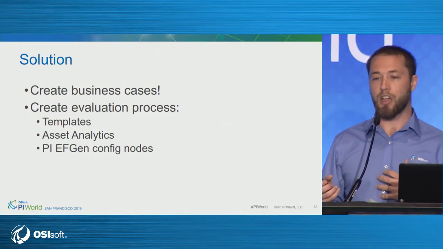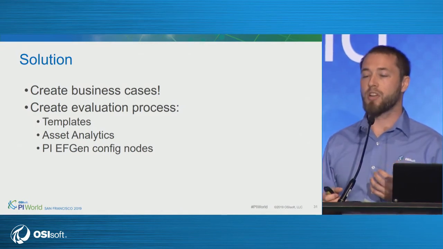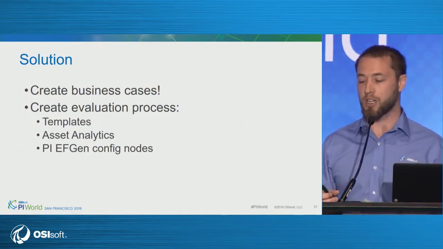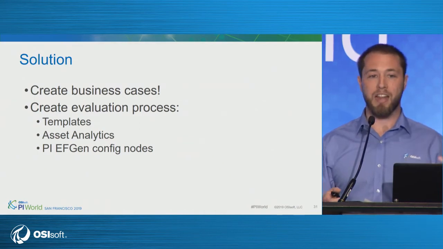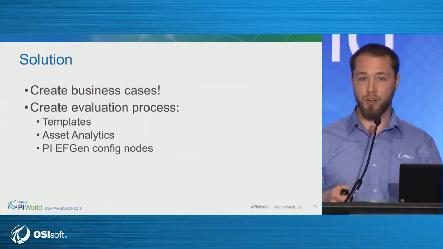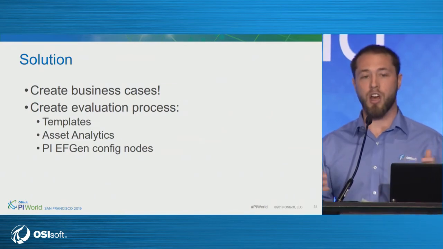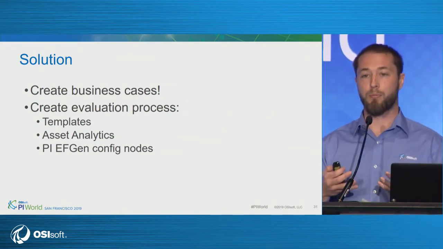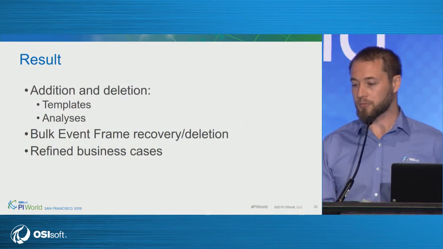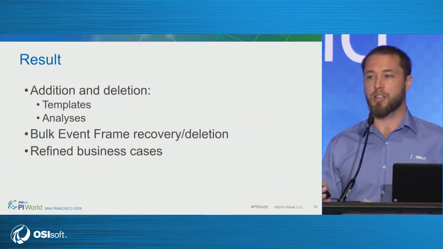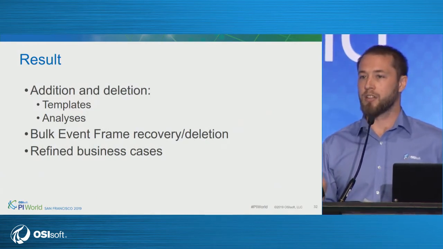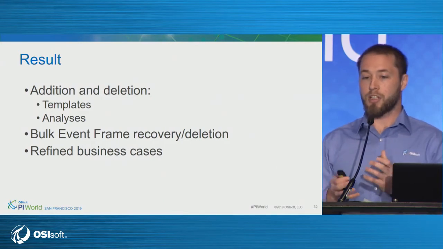And when you create this evaluation process, it's important to go over every different aspect, right? Templates, asset analytics, look through every analysis that you're utilizing. If you're using EFGen, go through your different configuration nodes. There's a lot of different steps which you can kind of pull into play here. The result ends up being something that might not be so obvious to customers right off the bat.